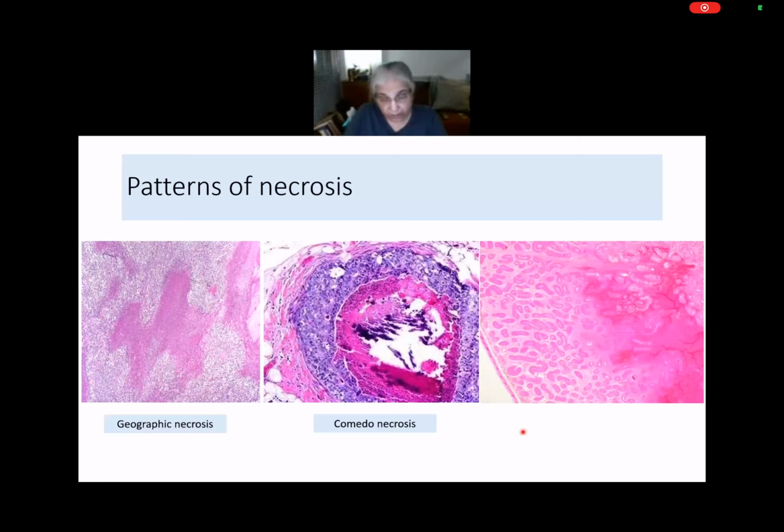Okay, so this is comedonecrosis because there is this debris that is sitting in the middle of this tumor. So you can get necrosis, you can get viscid comedo material inside any kind of space that is lined or surrounded by an epithelium. Very good. So now who's after Sudesh?